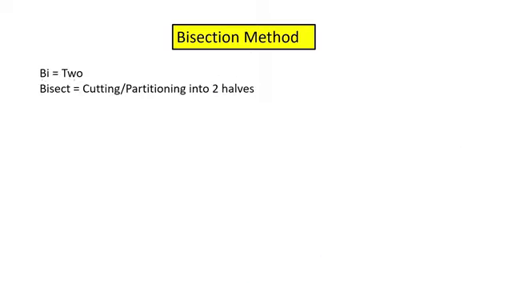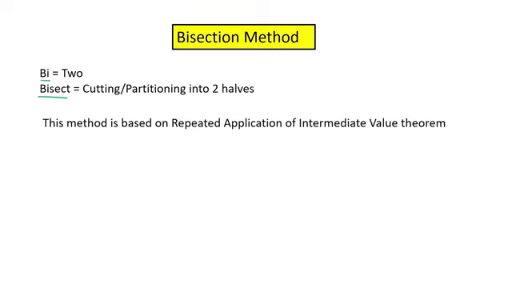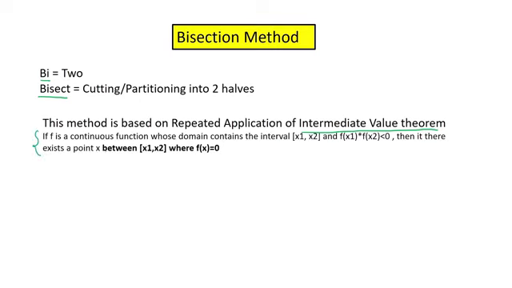Now in the bisection method, we have the word bi, which means two, and the word bisect. As you know, to bisect means cutting something into two parts. This method works on this principle: it cuts some part of the answer space into two parts again and again. Or, formally, this method is based on the repeated application of a theorem, the intermediate value theorem. This theorem is the basis for the bisection method, and it is a very simple theorem, or you can say a common sense theorem.